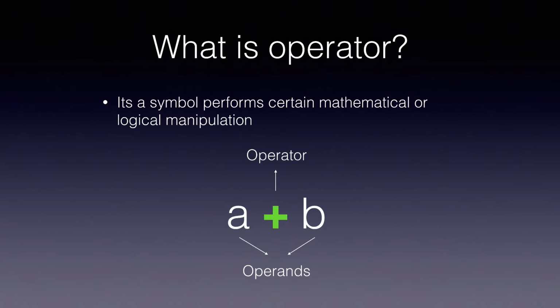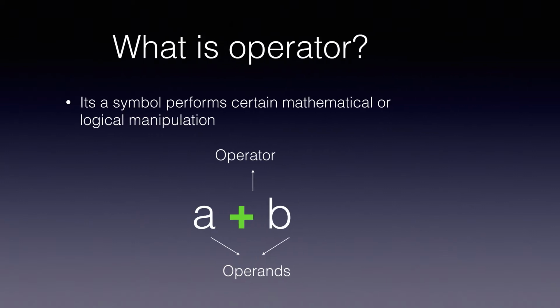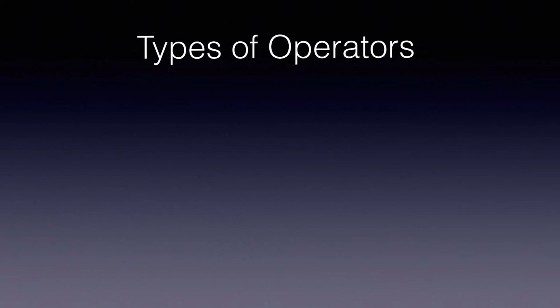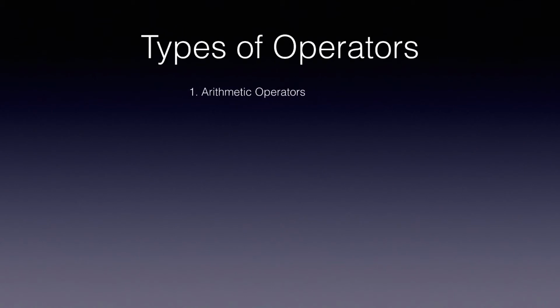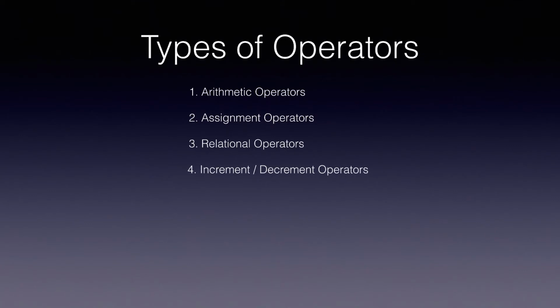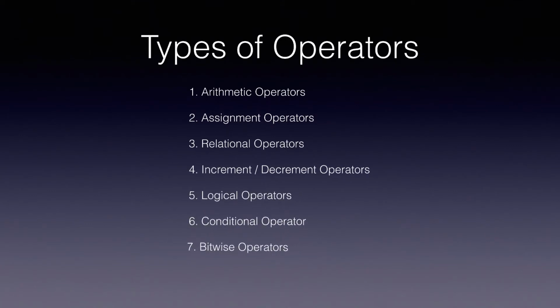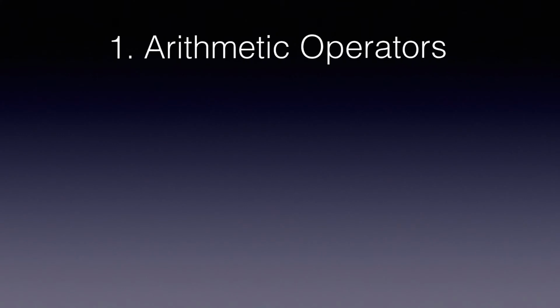Let's discuss the types of operators in JavaScript. Arithmetic operators, assignment operators, relational operators, increment and decrement operators, logical operators, conditional operators, bitwise operators, and finally special operators. Let's discuss them one by one. Arithmetic operators.